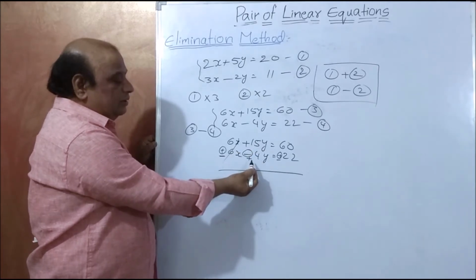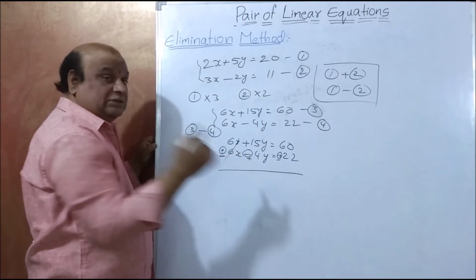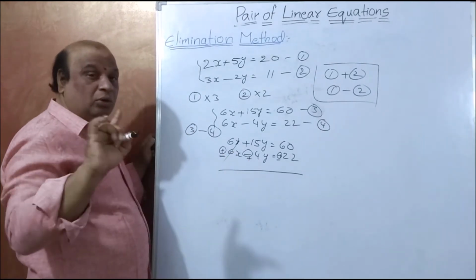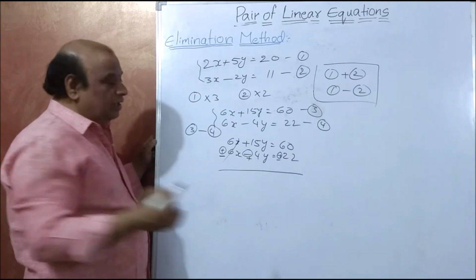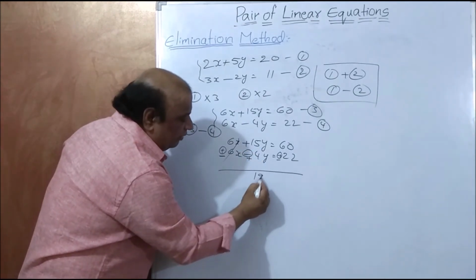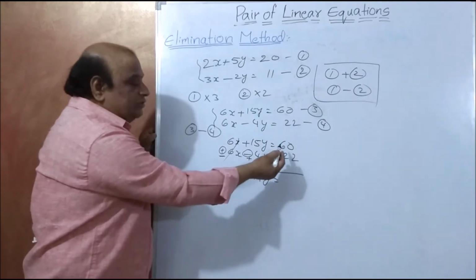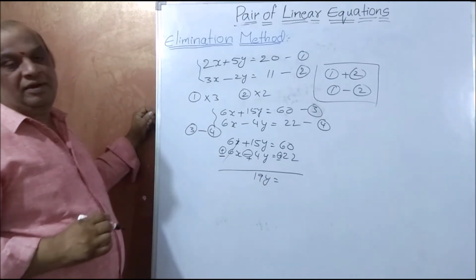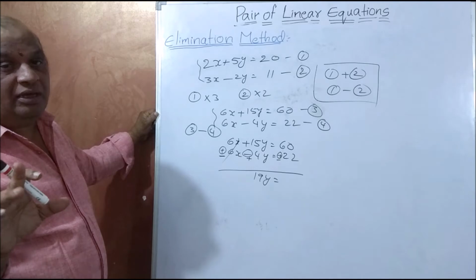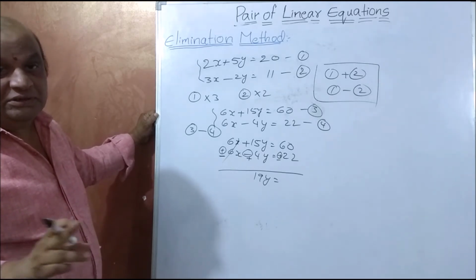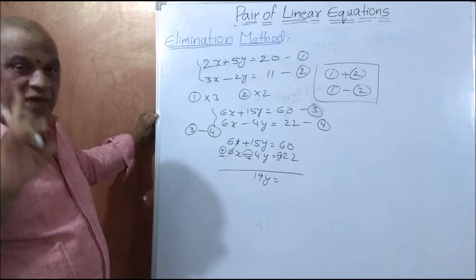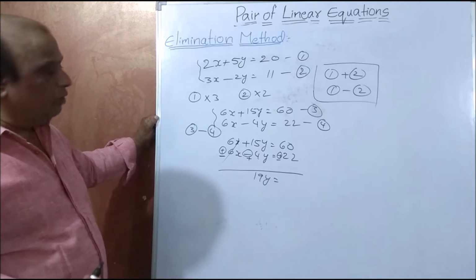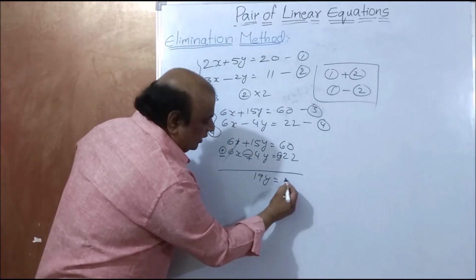What about 15 and 4? Both are having plus. Remember this. When both are plus, we should add, no subtraction. 15 plus 4, 19y. Here actually this is plus, it is minus, so you have to subtract. Different signs, you have to subtract; same symbols, we should add. Remember this. 60 minus 22. How much here? 38.